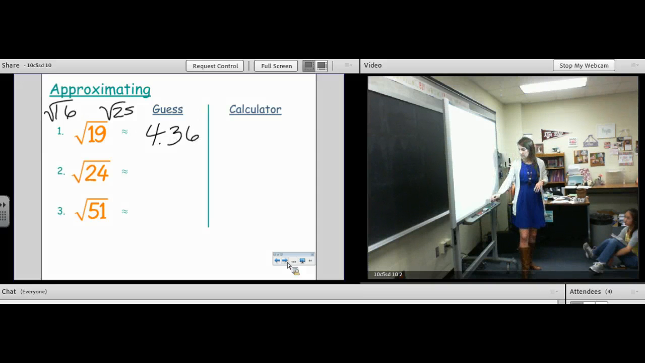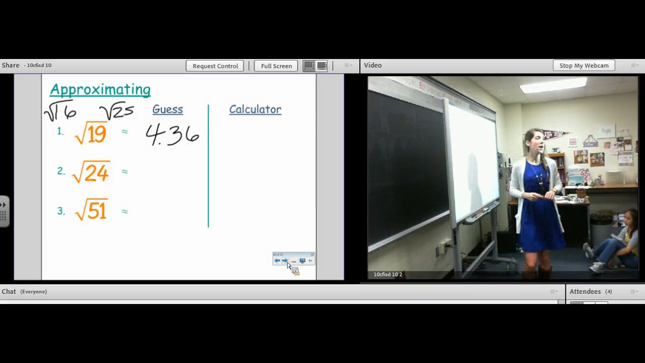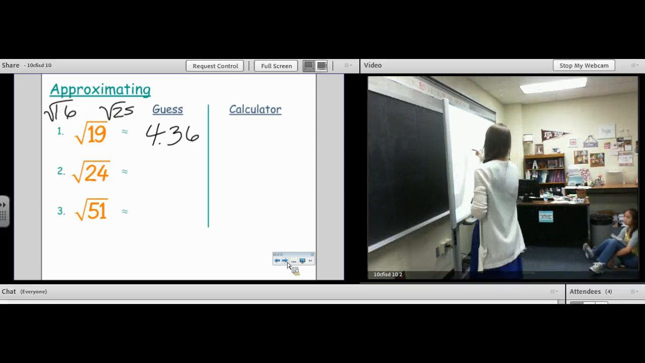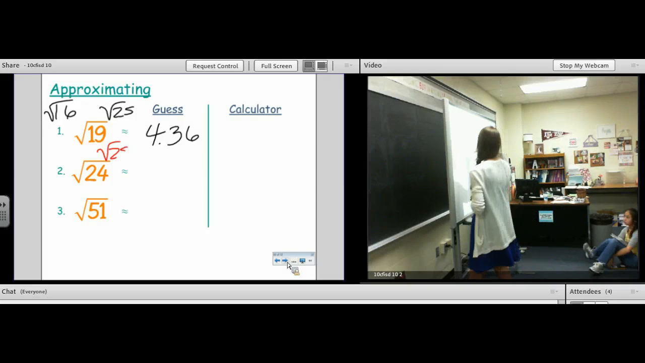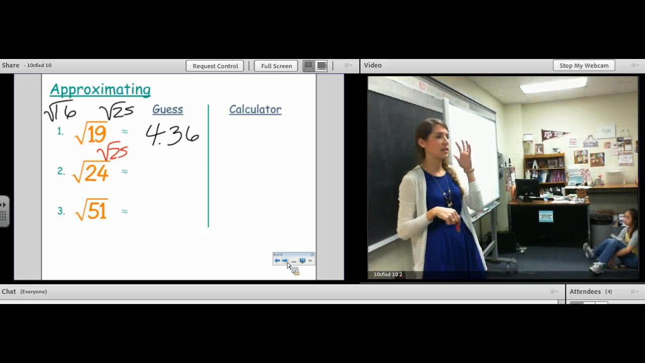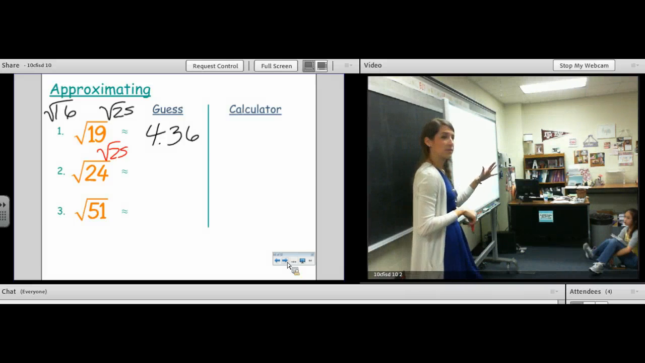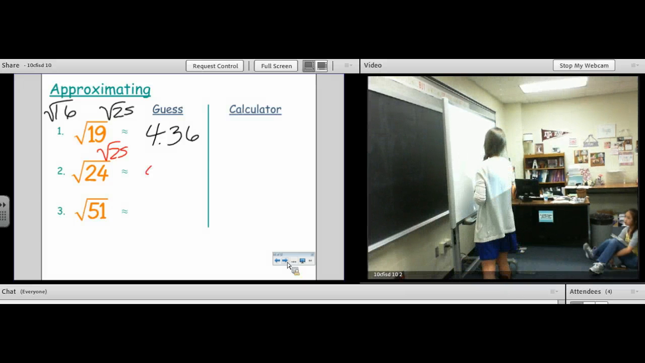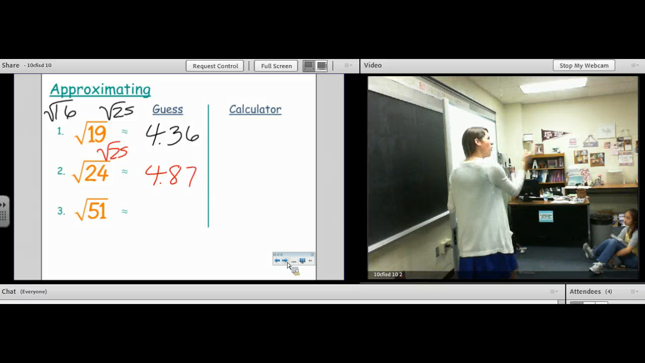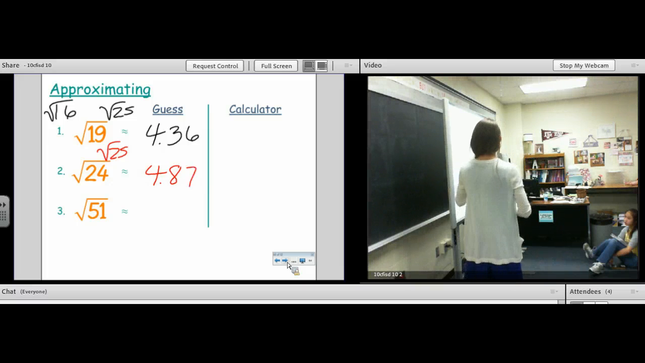Okay, let's try the next one. Square root of 24. What perfect squares is that around? Really, that's the only one we need because it's real close to that. Square root of 25 is 5. So maybe a little bit less than 5. 4.87. First one you heard, right? Must be 4 point something. Oh yeah, you're right. Okay.